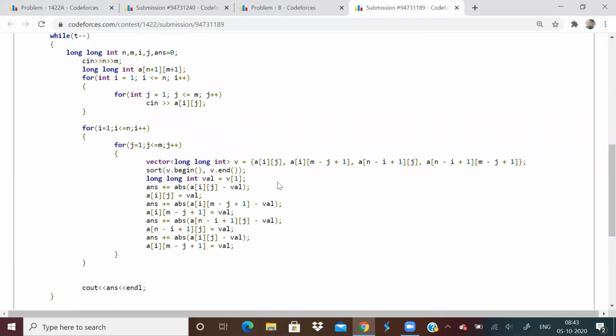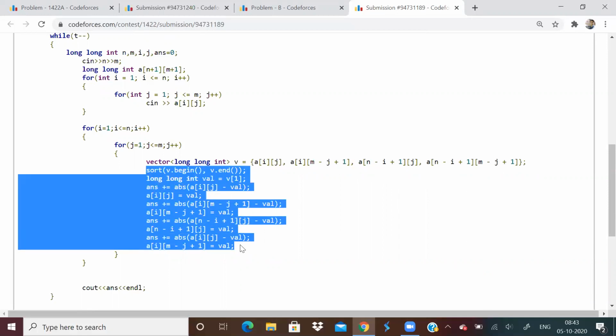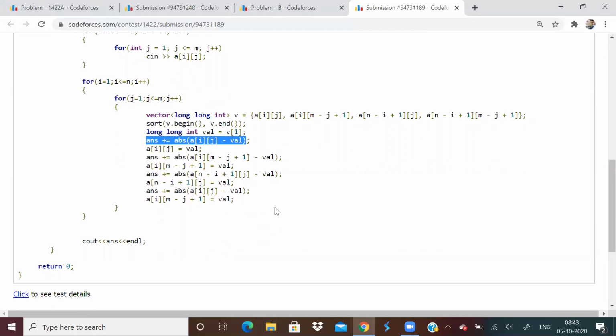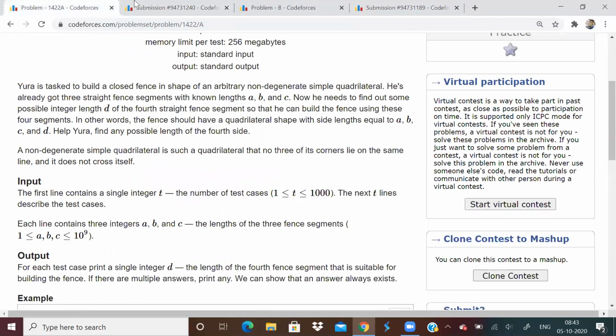Actually, I also did not get it on the first try, but then I could find out that these are the four elements to be considered, and these things are simple. You will know how to do this. Just keep recording the answer everywhere. So that was A and B.